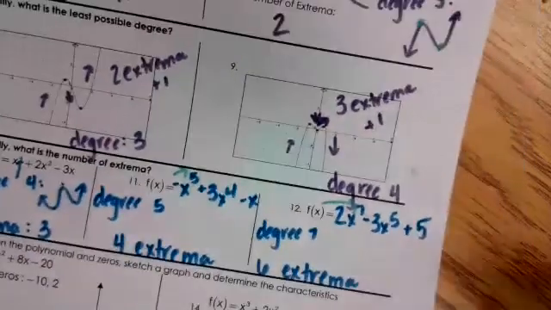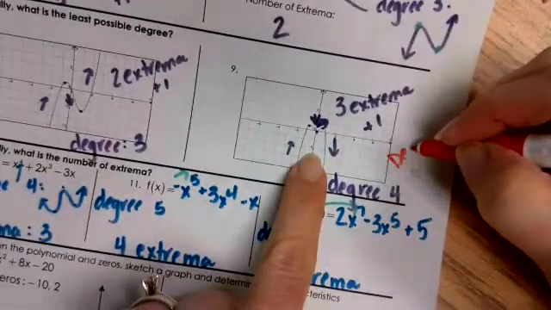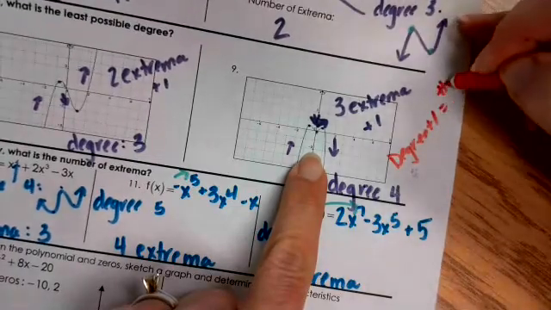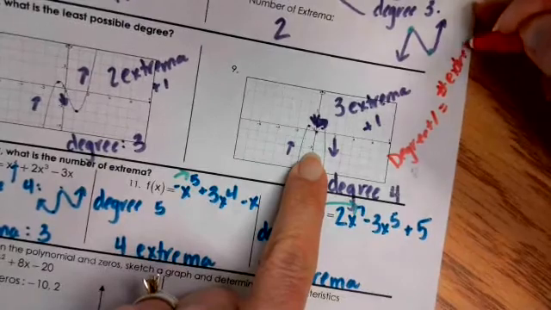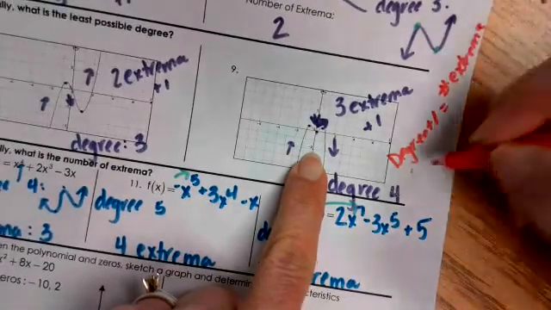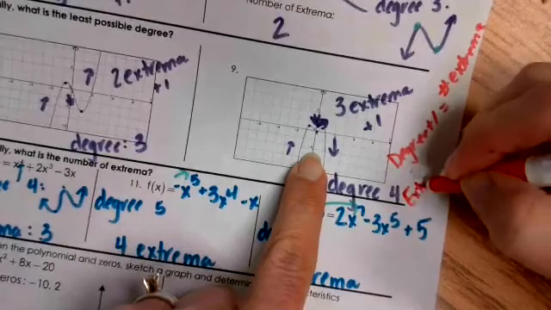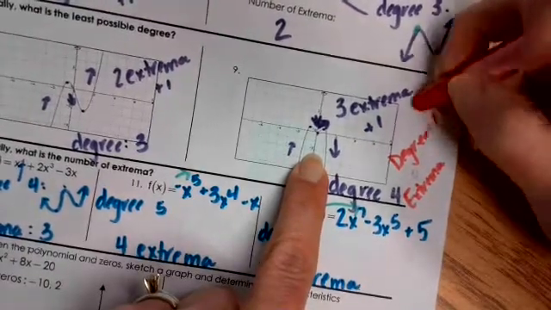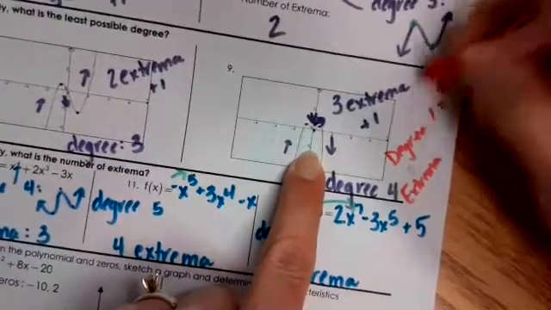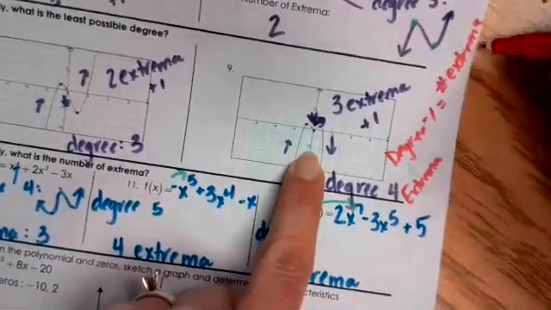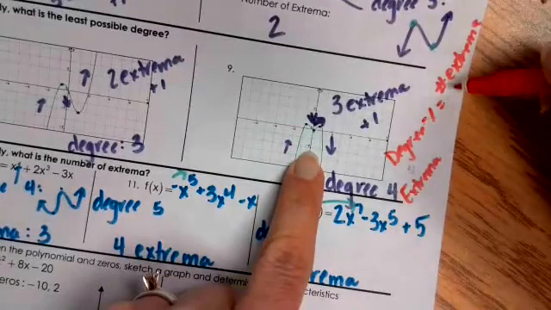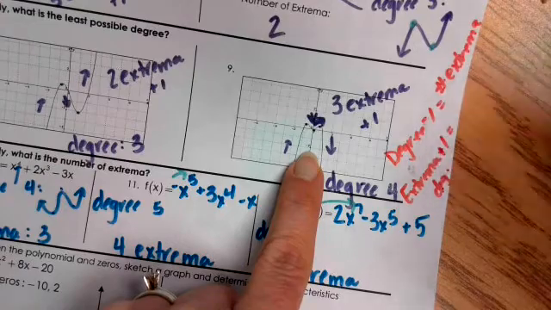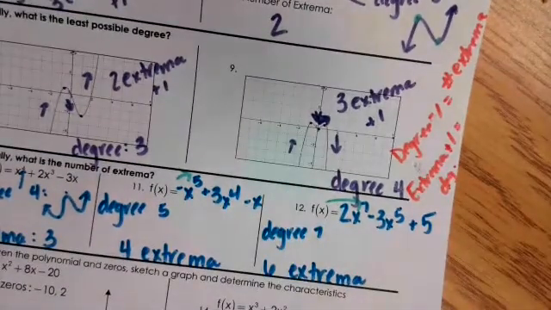come over here. So the degree plus 1 equals the number of extrema. And then the number of extrema, oh my goodness, I'm so sorry. My degree minus 1 is equal to the number of extrema. I apologize. The degree minus 1 is the number of extrema. So my extrema plus 1 is equal to the degree of the polynomial. So they're always 1 off.